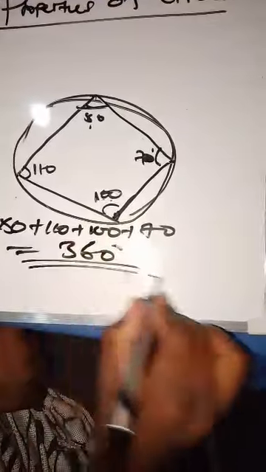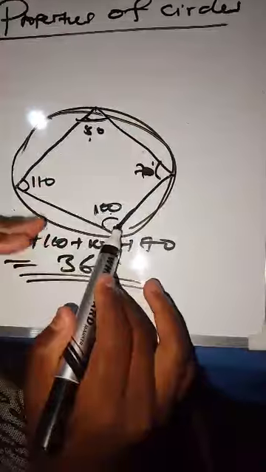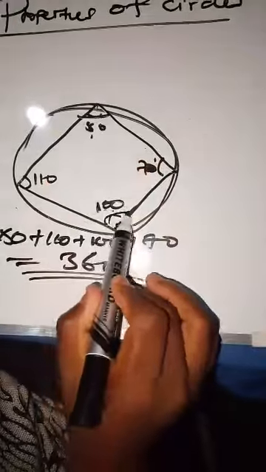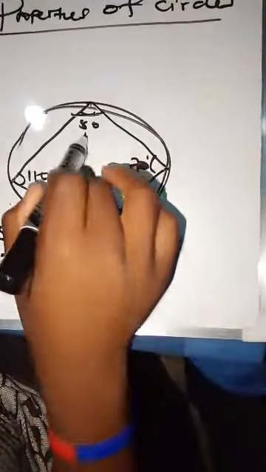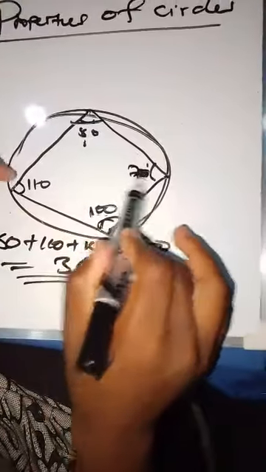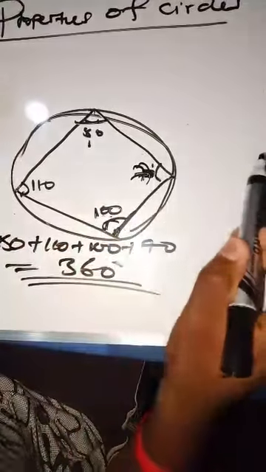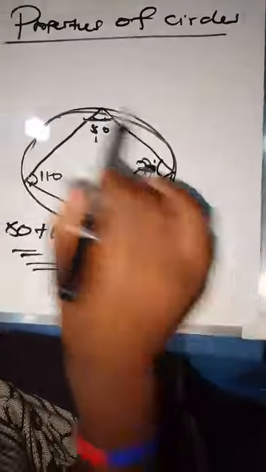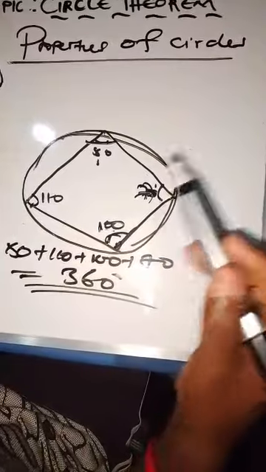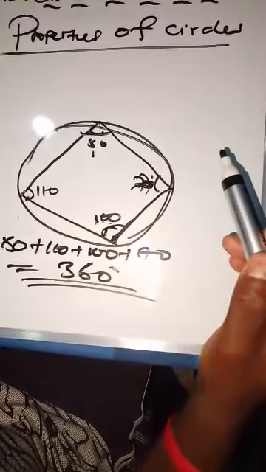Okay, so we really need to understand this one. So opposite angles add up to 180. So for you to get this one, you simply subtract 80 from 180. If you have been given 70 here, for you to get this one, you subtract this 70 from 180. So these are some of the theorems that you need to know. There are so many theorems, but we are just going to talk about the important ones.